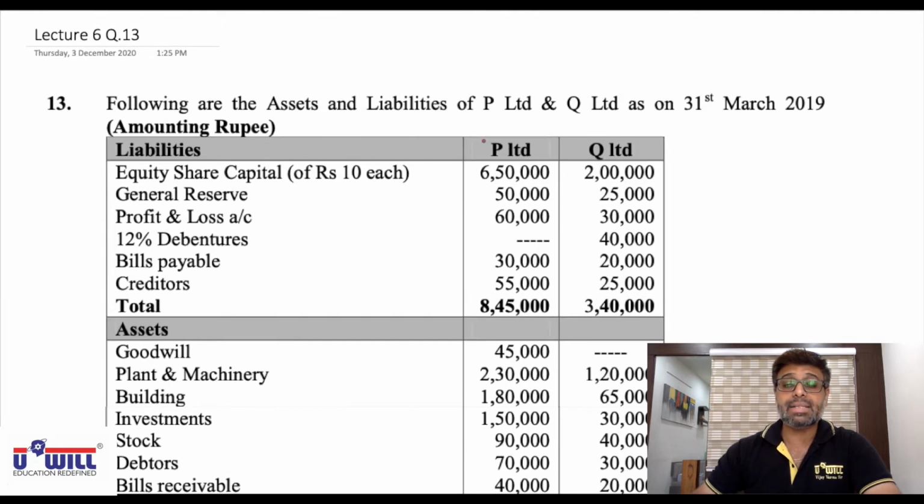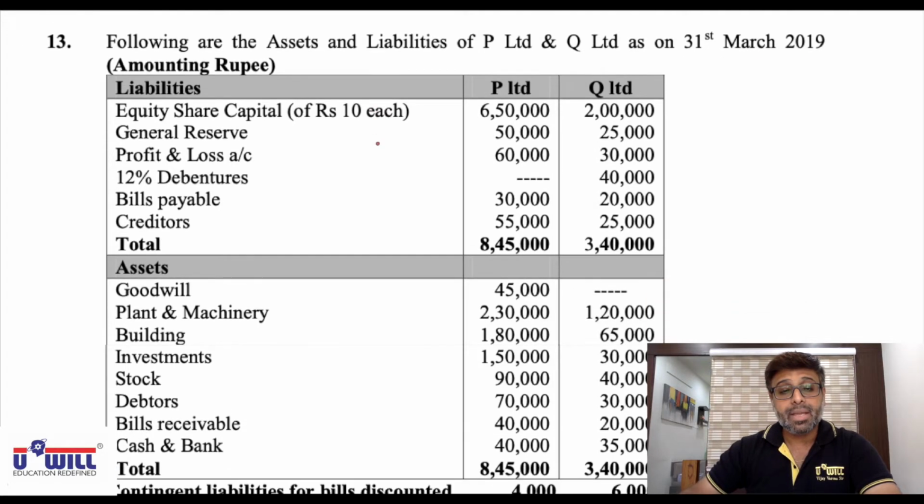Following are the assets and liabilities of P Limited and Q Limited as on 31st March 2019. Equity share capital of rupees 10 each. P Limited 6,50,000, so 6,50,000 divided by 10, 65,000 shares are there. And Q Limited 2 lakhs, so 2 lakhs divided by 10, 20,000 shares are there. And of course Q Limited must be a subsidiary company, also they have lesser share capital. So put a cross on the share capital of Q Limited.